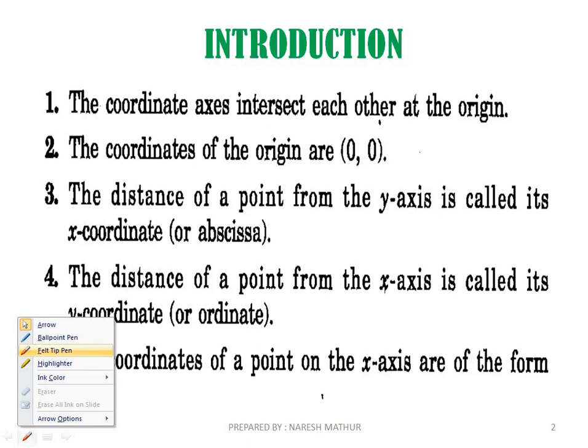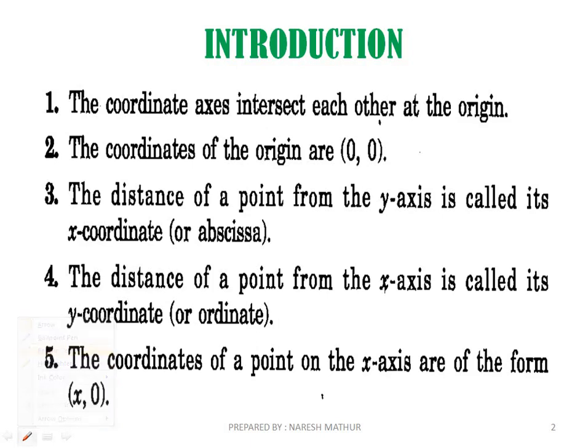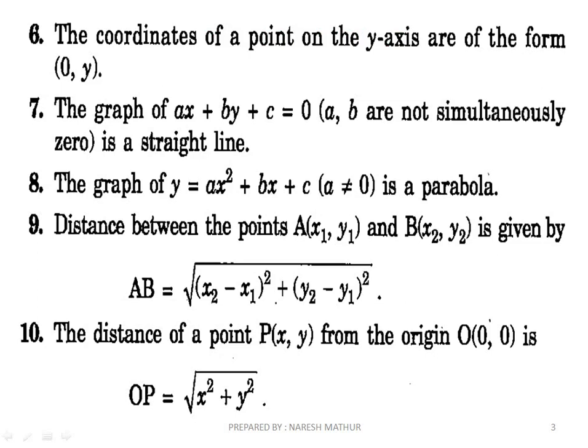are 0, 0, and the distance of a point from the y-axis is called the x-coordinate or abscissa. Similarly, the y-coordinate, or distance from the x-axis, is called the ordinate. The coordinate of a point on the x-axis is always of the form x, 0, because at the x-axis the value of y remains 0. Similarly, at the y-axis the coordinates can be written as 0, y, because at the y-axis the value of x remains 0.